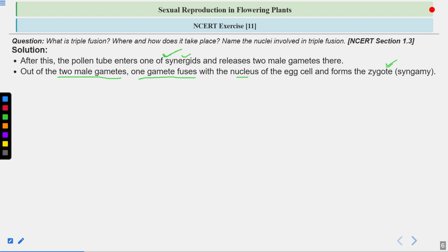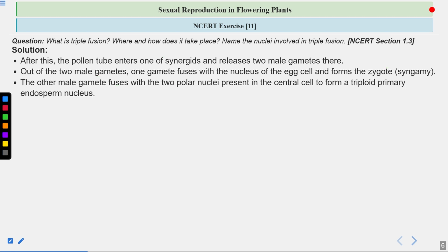Yes, of course, the difference between PEN, endosperm, and endospermic tissue, I'll come and explain one by one, but let me first explain this question, then I will come to that question.